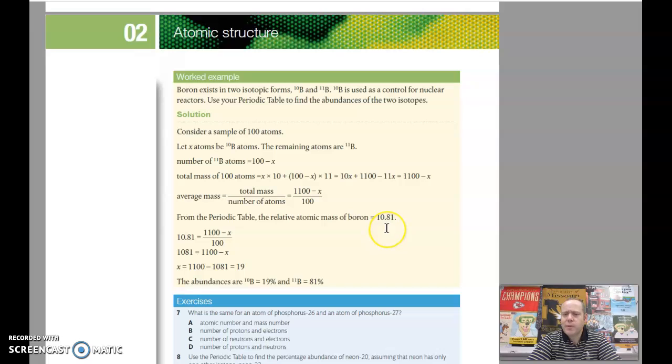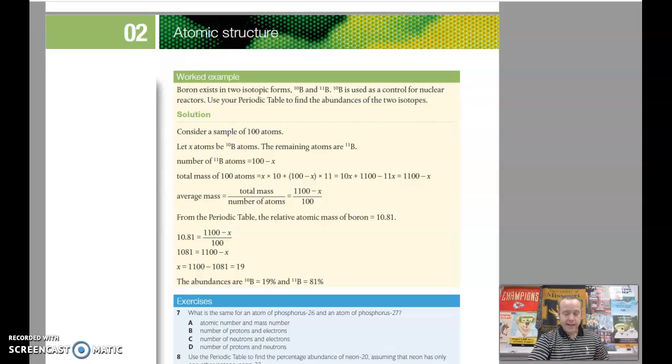That makes sense. If they were 50-50, we'd be at 10.5. Our average is much closer to 11 than it is to 10, so I would expect the 11 to be the more abundant isotope and the 10 to be the less abundant isotope.